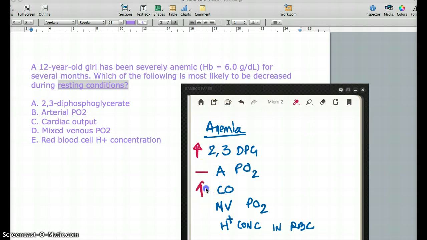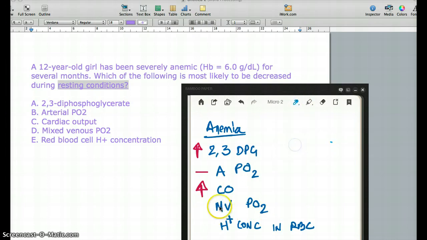The cardiac output is probably going to be increased because we need more of the same RBC going through. It's like having fewer people doing the same amount of work as if there were more people, right? So the cardiac output is going to be increased. What about mixed venous partial pressure of oxygen? That's the one. This is going to be decreased.